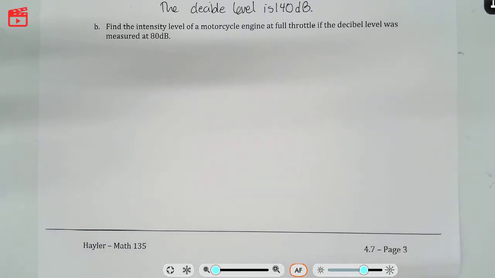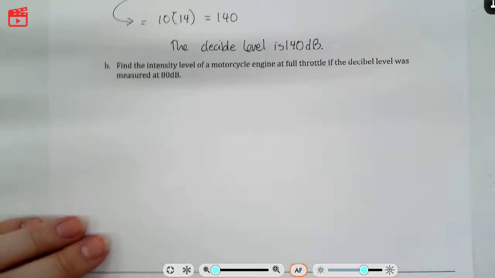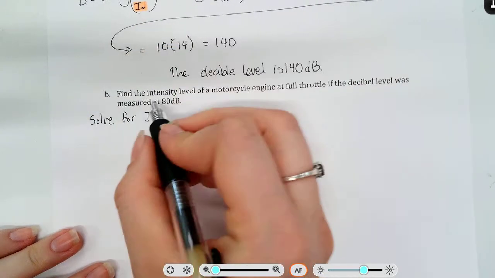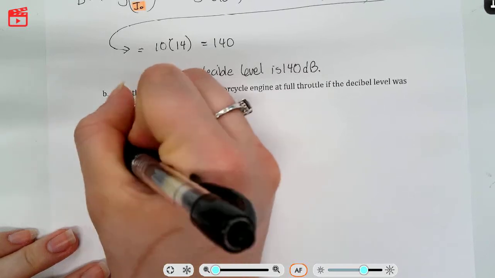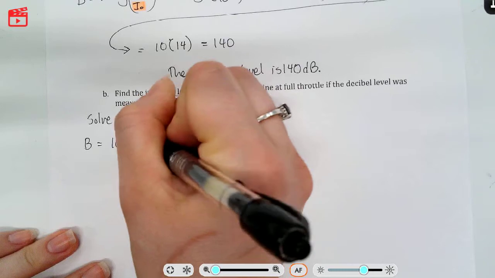All right, find the intensity level of a motorcycle engine at full throttle if the decibel level was measured at 80 dB. Okay, so this time we're given the decibel level and asked to find the intensity. So it's switched. Same idea, we're going to solve for I, because that's what we're trying to find. At the moment our equation is solved for B, so let's solve it for I.